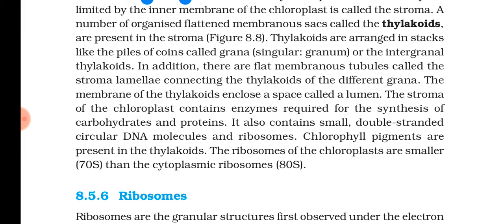Semi-autonomous organelle. In addition to the nuclear DNA, they have a single circular double-stranded DNA, the circular DNA molecules, and ribosomes. And the pigments: what are the pigments present in the chloroplast? Chlorophyll pigments. Where can you find them? In the thylakoids. In the membranes of the thylakoids you can see the chlorophylls.